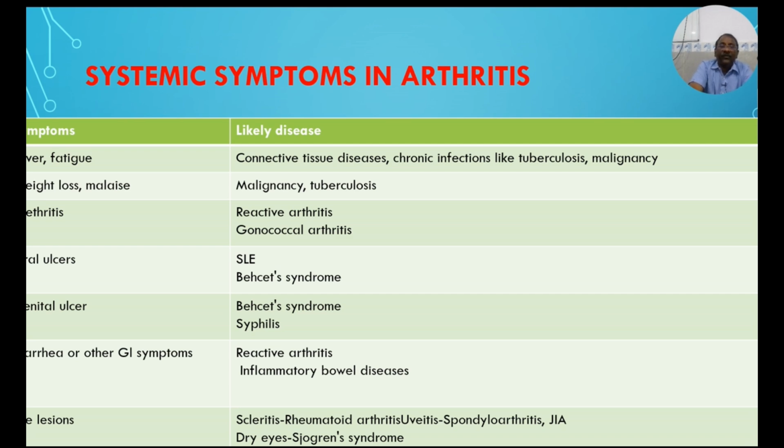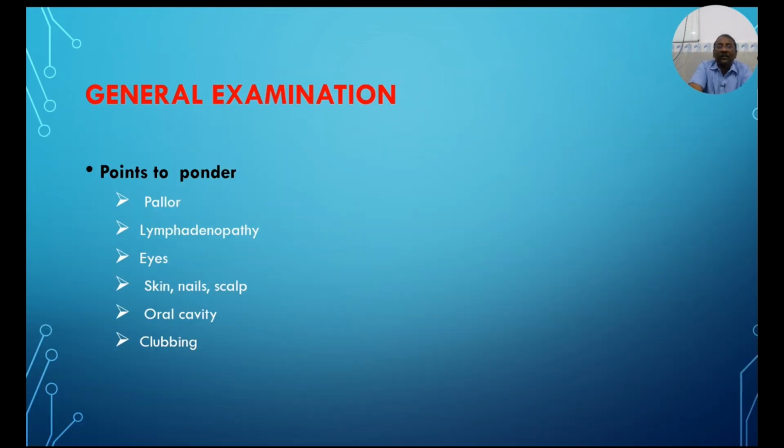Diarrhea, that is inflammatory arthritis or inflammatory bowel disease like ulcerative colitis or Crohn's disease. Eye lesions: scleritis, rheumatoid arthritis, uveitis, spondyloarthritis, dry eyes, Sjogren's. So these are the common presentations, symptoms and likely causes of the problems.